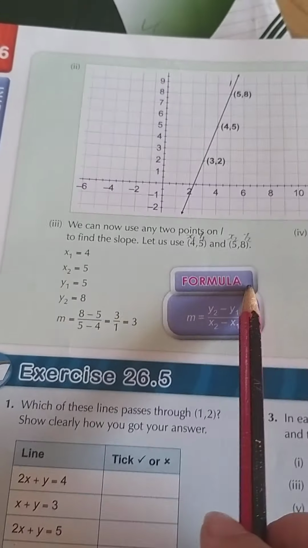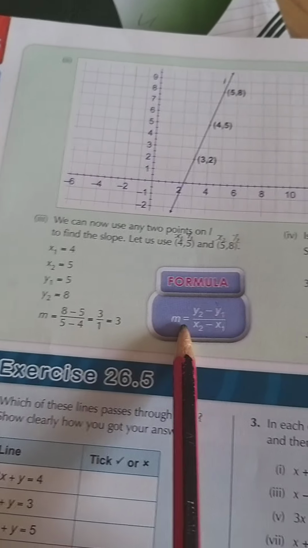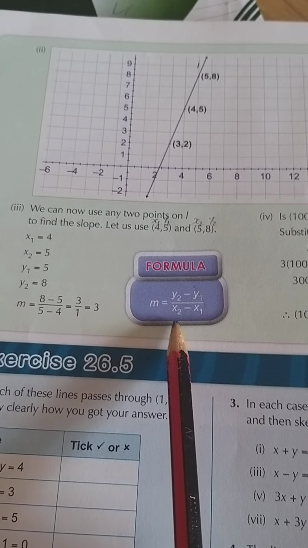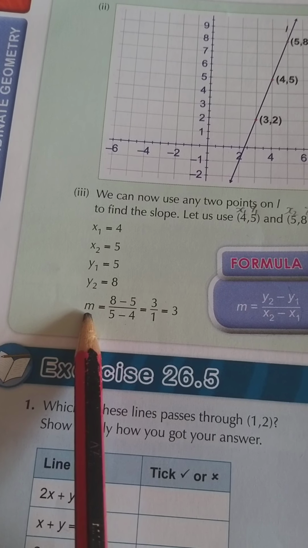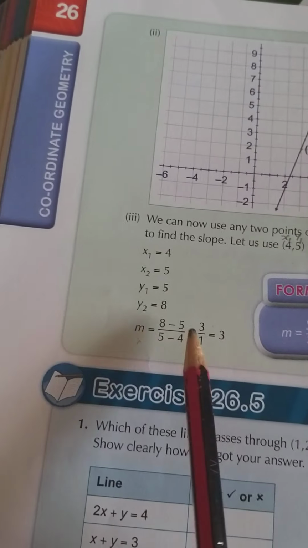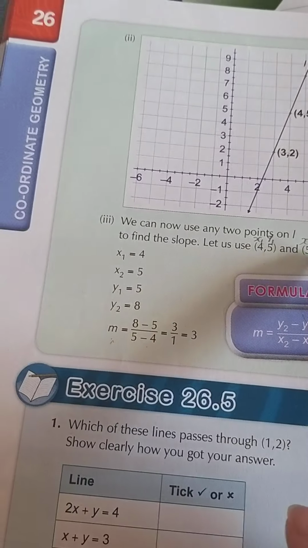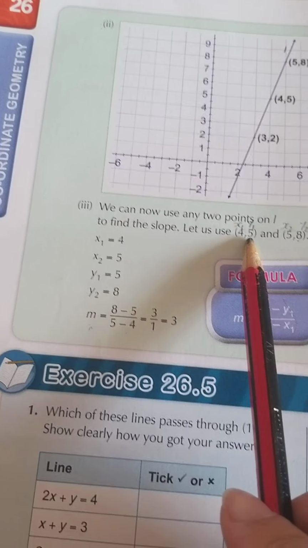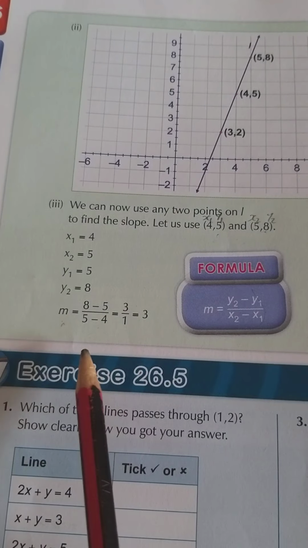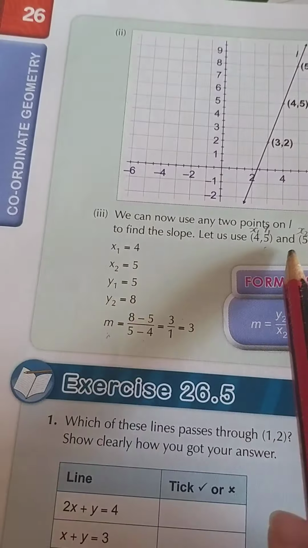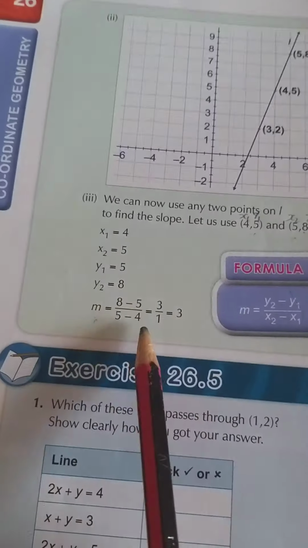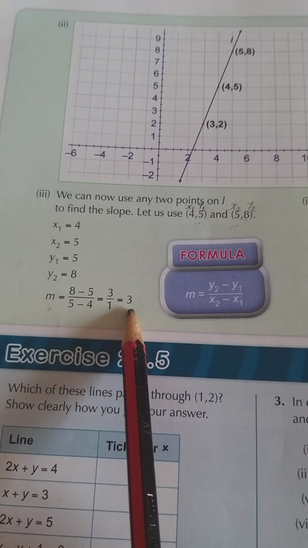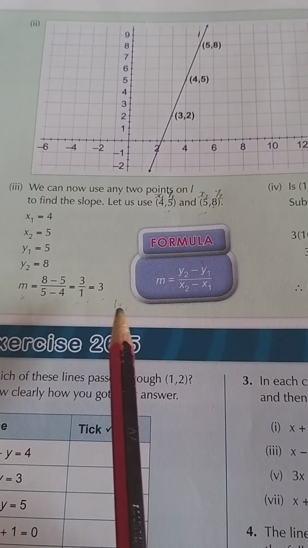So we're using our slope formula, m is equal to y2 minus y1 over x2 minus x1. We just sub in. m stands for the symbol for slope in maths. So y2, which is 8, minus 5 for y1, all over x2, which is 5, minus x1, which is 4, gives you 3 over 1, which is equal to 3. So the slope is 3.